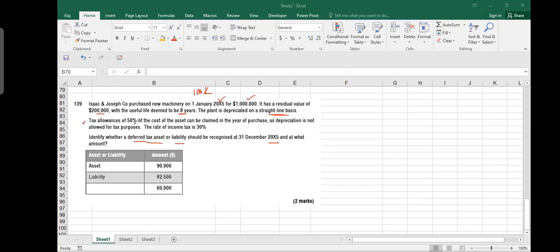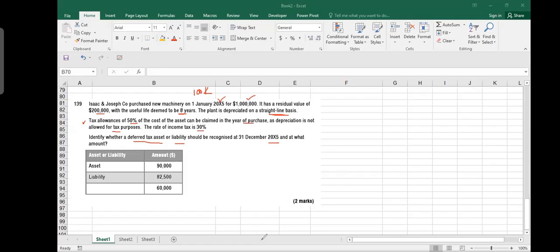Tax allowances of 50% of the cost of the asset can be claimed in the year of purchase. So it means half a million, 50% of 1 million, you can put straight in year one, as depreciation is not allowed for tax purposes. The rate of income tax is 30%. Identify whether a deferred tax asset or liability should be recognized and at what amount.